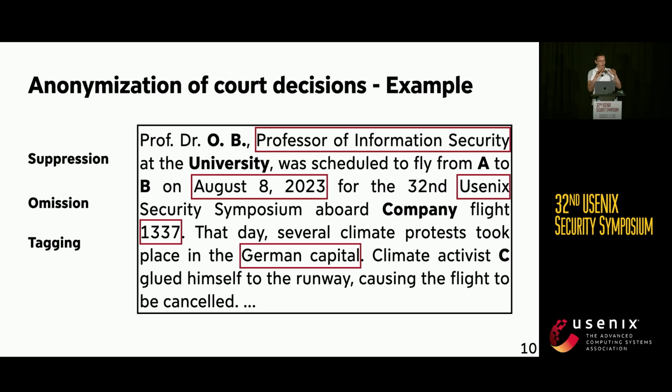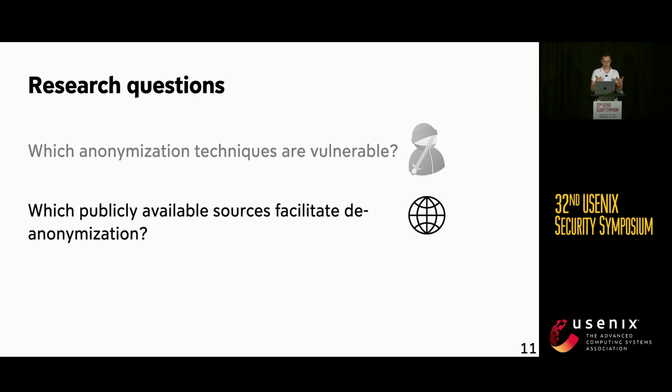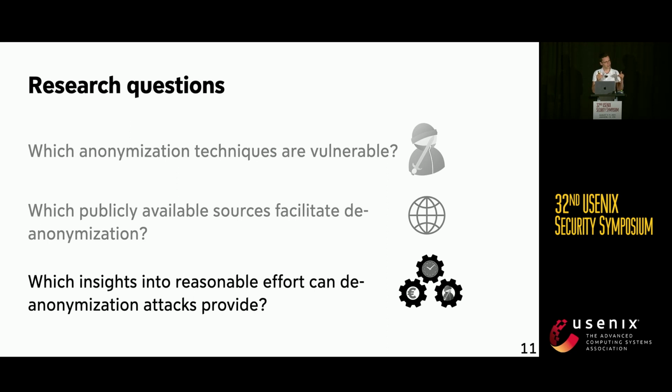Now, when we were looking through German court decisions, we noticed that a lot of decisions look like that. So we had the feeling they might be de-anonymizable, which led to the following research questions. We were interested in which of these anonymization techniques were vulnerable, which publicly available sources facilitate the de-anonymization, for example, the web pages or the university pages, and finally, which insights into this concept of reasonable effort can these de-anonymization attacks provide?